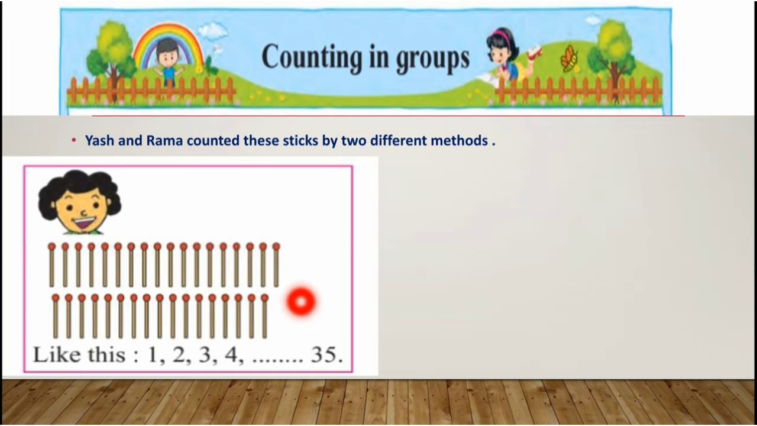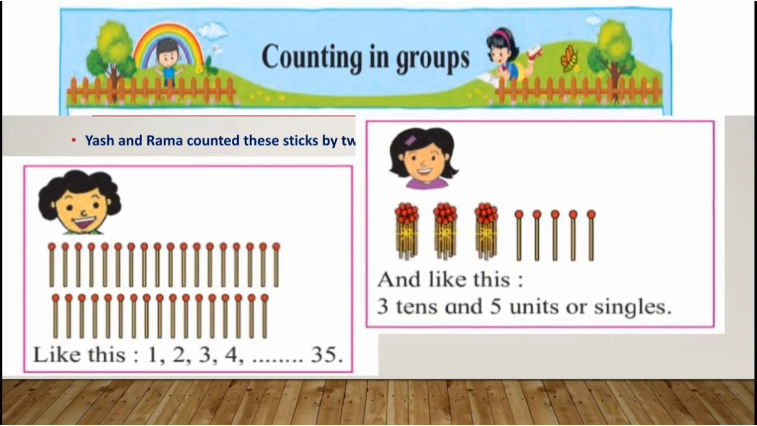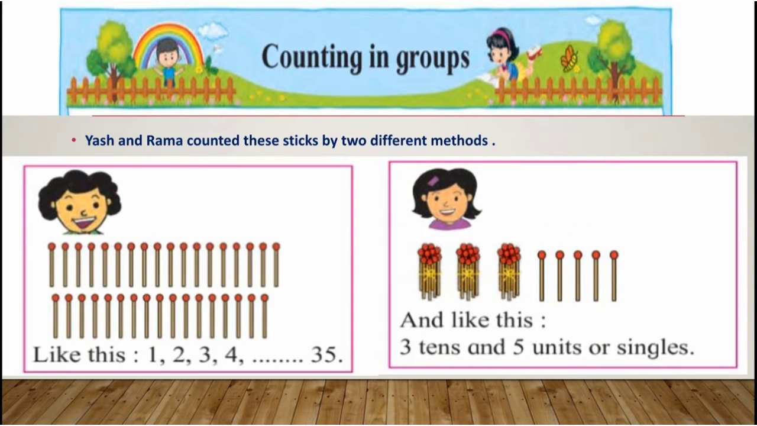How did this boy Yash count these sticks? He counted like 1, 2, 3, 4, 5, like this. This is how he counted. Now see the next picture. You can see here this girl Rama, how she has counted.